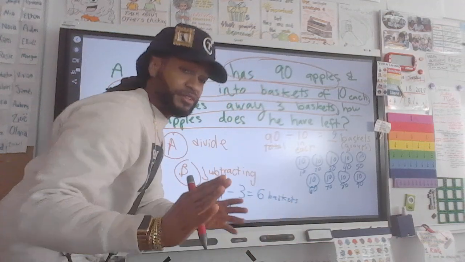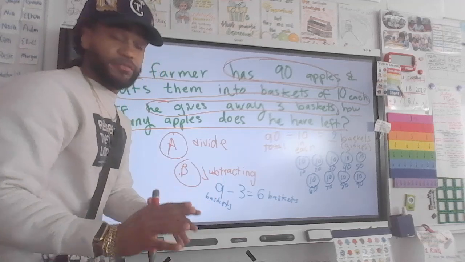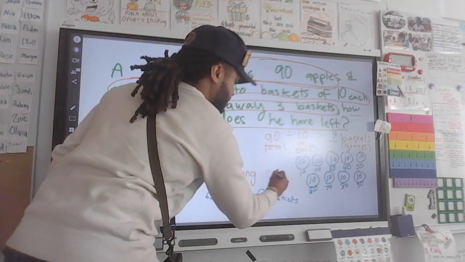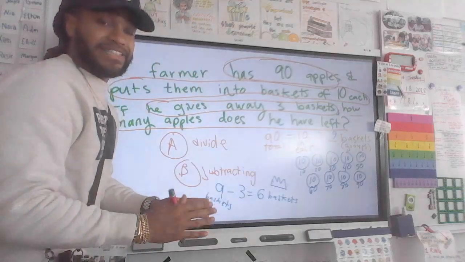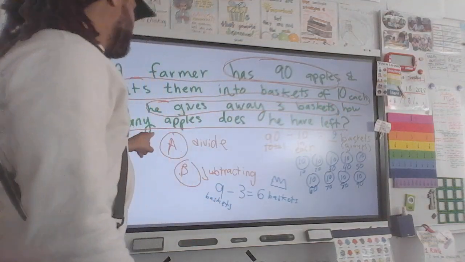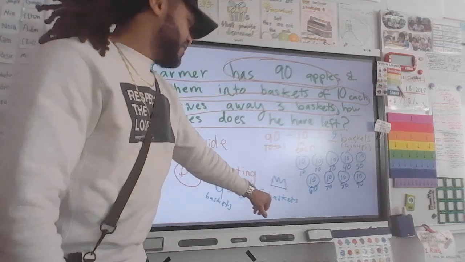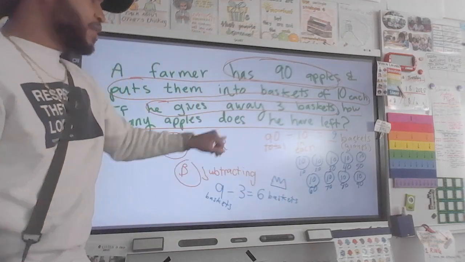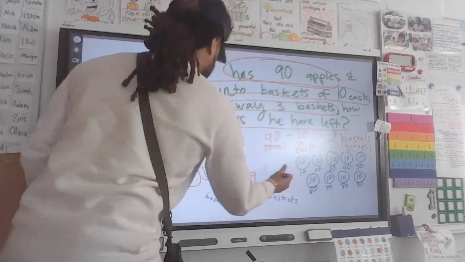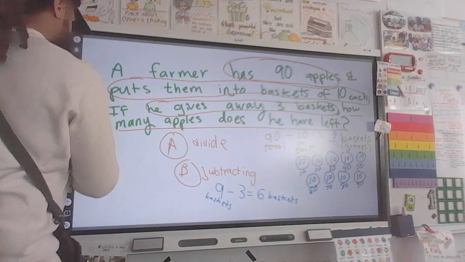Now, this is a point where some students might get a little bit confused and say, I got to my answer. They might put a crown on that bad boy and say, that is it. However, you need to go back to the question. How many apples does he have left? This does not answer this question. It tells us 6 baskets.